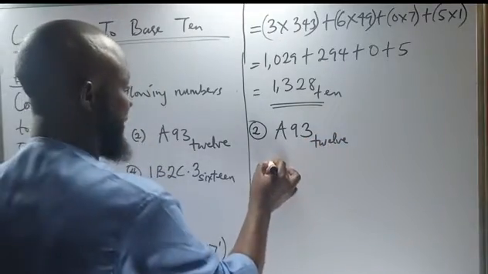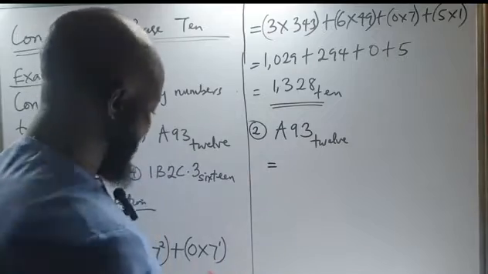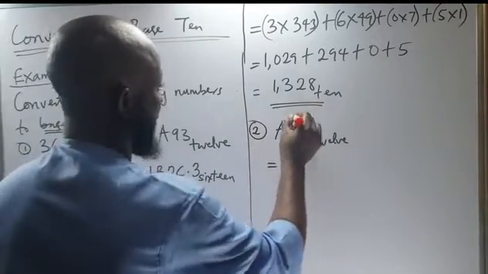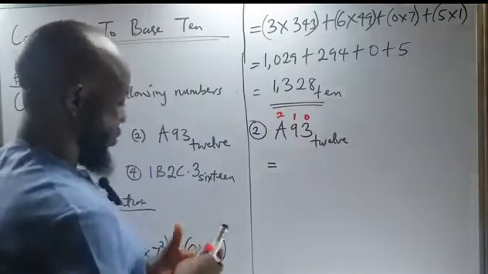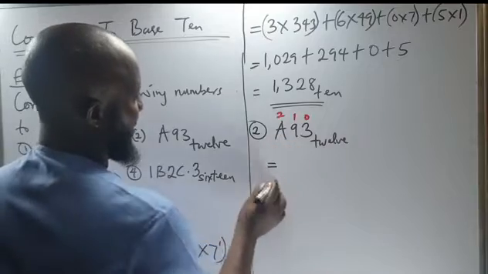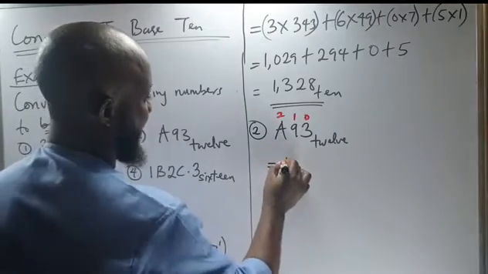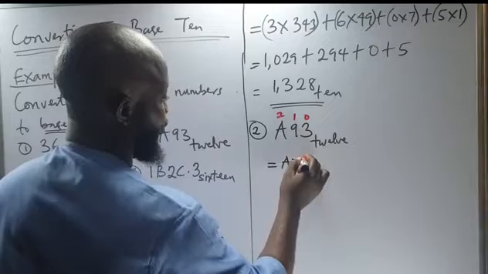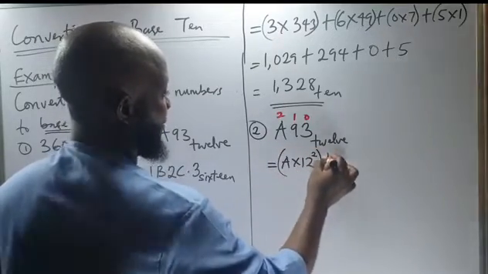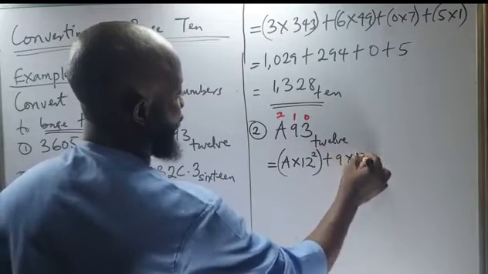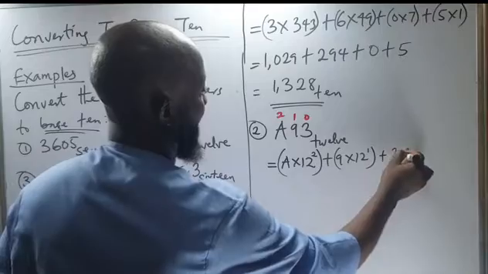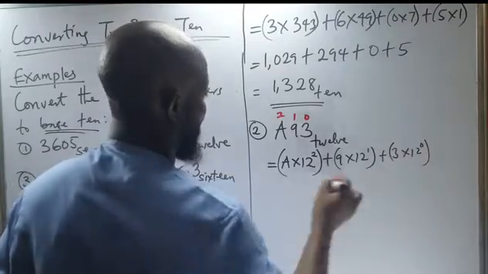Good. So in this case, the same thing, the same method, the same way. So we have 0, 1, 2. So we'll go again. So let's start. We start with the first symbol here, which is A multiplied by what? 12 raised by what? 2. Close it. Plus 9 multiplied by what? 12 raised by what? 1. Plus 3 multiplied by what? 12 raised by 0. Close it.